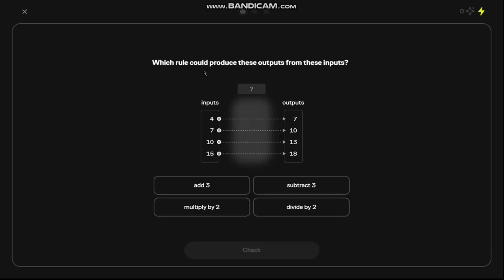So here, which rule could produce these outputs from these inputs? 4 to 7, 7 to 10, 10 to 13, 15 to 18. So this seems like adding or subtracting because it can't be multiply. It doesn't look like multiply or divide to me. So I think it's add 3 or subtract 2. And these outputs are getting bigger, so I think it's add 3.